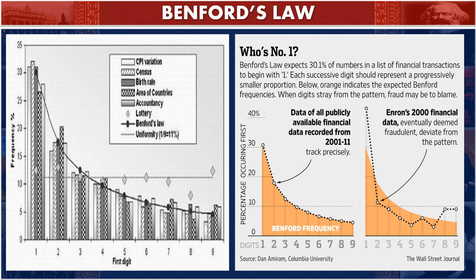Numbers in the census, CPI, which stands for Consumer Price Index, a measure of inflation, the birth rate, the geographical area of countries. And what you find is that they basically form a nice slope. What you might see is that accountancy tends to be a little bit off, indicating that when people keep their books, they don't conform to that law. And if you look at a pattern of numbers, just looking at digits, if they conform to this curve, they're probably naturally produced. If they don't, they're probably, in a sense, manipulated in some way.